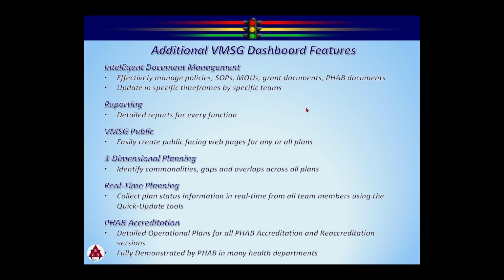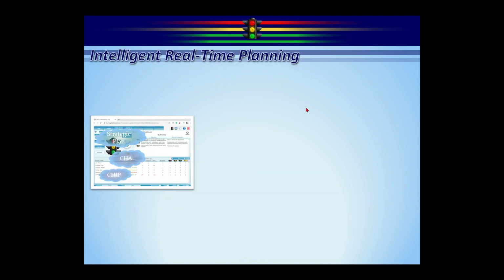So let's talk about real-time planning. Here's how it works. You guys determine the cycle. Most people do it monthly, but you can do it anywhere between daily and monthly. I don't suggest daily, people will shoot you. But let's say we set it for a monthly cycle, and we decide it's the first Monday of the month. So the first Monday of the month at 1 a.m., the system goes in and looks at everybody who's designated as an objective lead or an activity lead.